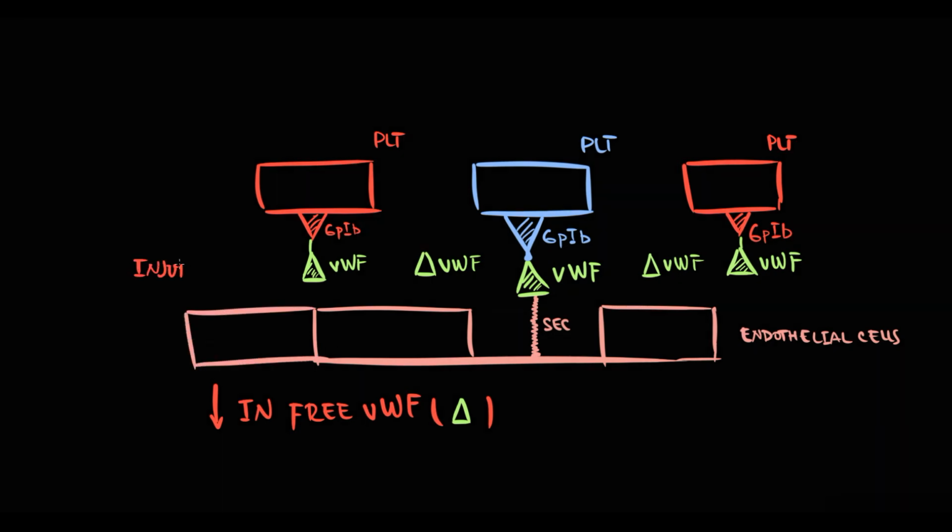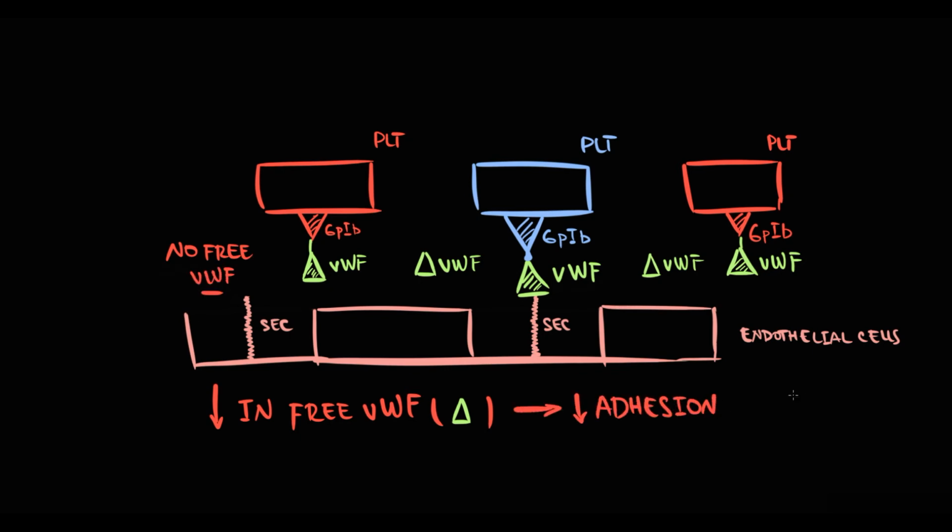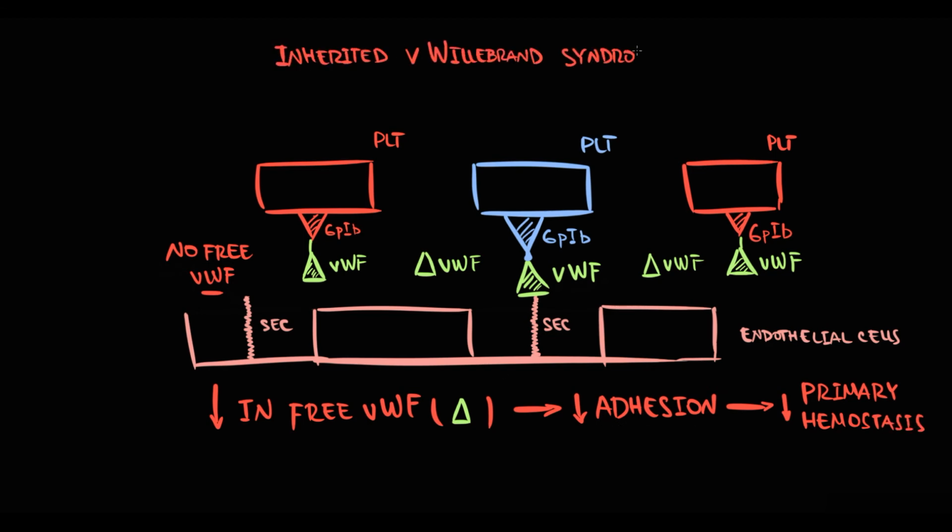And if endothelial injury occurs with very high platelet count, there is a possibility that there will be no free von Willebrand factor to bind to the site of injury. And without von Willebrand factor, adhesion becomes impossible. And disruption of adhesion causes disruption of entire primary hemostasis. Such deficiency of von Willebrand factor is called acquired von Willebrand syndrome.